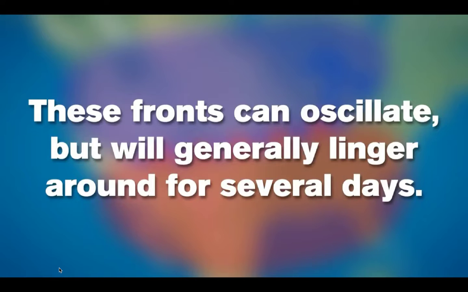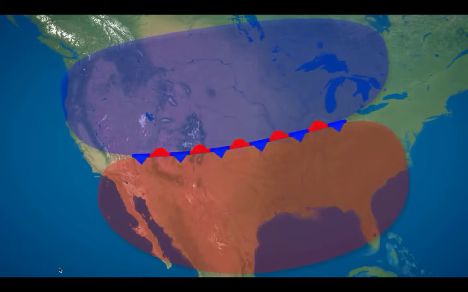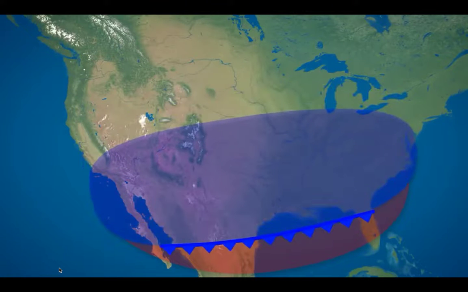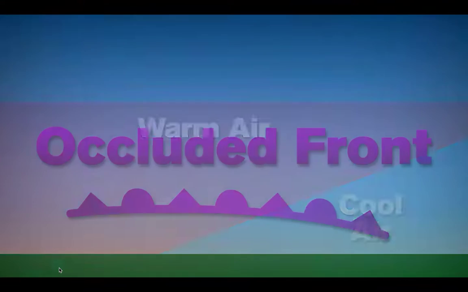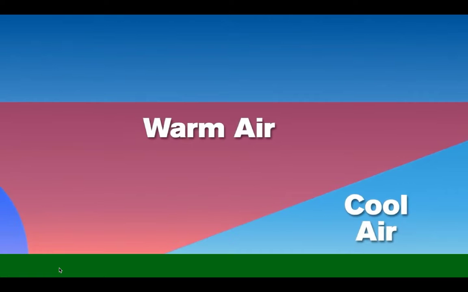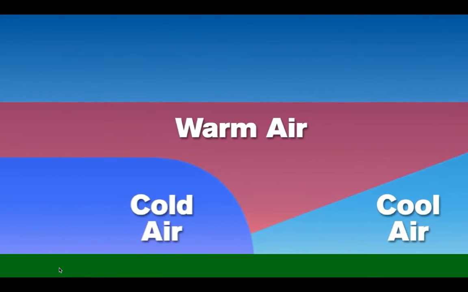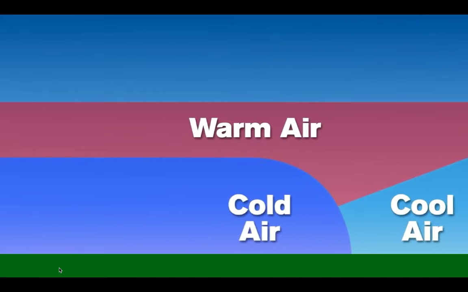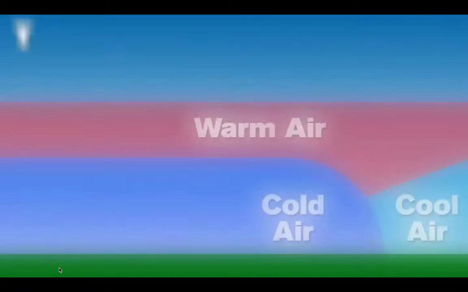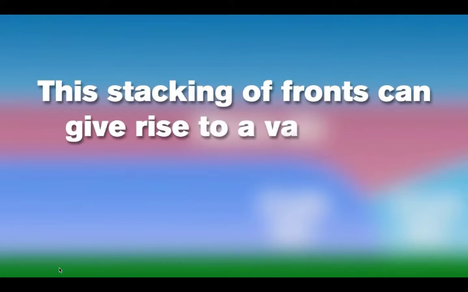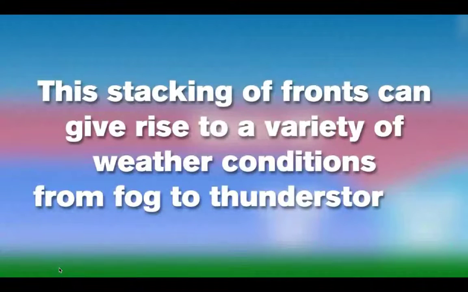These fronts can oscillate, but will generally linger around for several days before one of the air masses pushes the other air mass out of the way. The last type of front is called an occluded front. Occluded fronts form when a fast-moving cold front catches up to a slower-moving warm front. The cold front will then lift up the warm front and eventually interact with the air that is in front of the warm front. This stacking of fronts can give rise to a variety of weather conditions, from fog to thunderstorms.